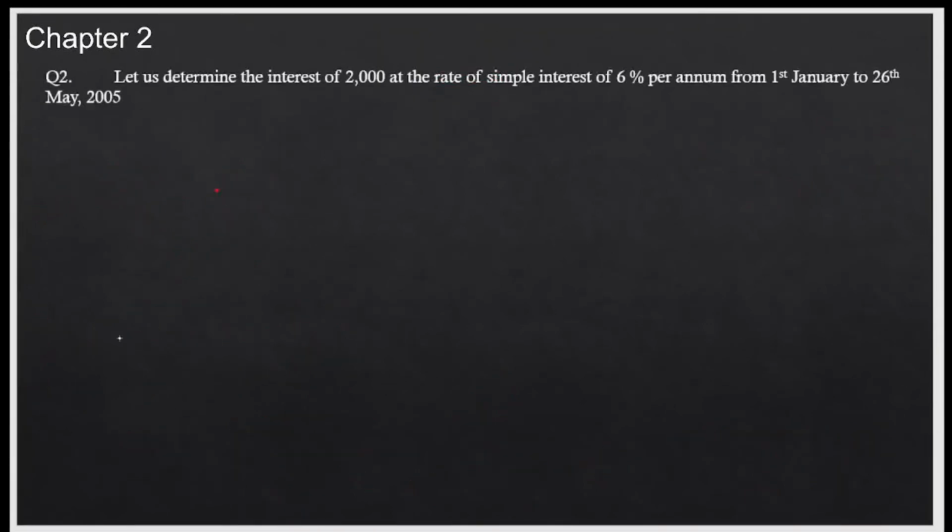Second question: let us determine the interest on 2000 rupees at the rate of simple interest of 6% per annum from 1st of January to 26th of May 2005. So what are the things we are given? We have been given 2000. This is my principal, and I have to find the interest on 2000 when the rate is 6% per annum, and the time period is from 1st January to 26th May 2005. The time period is not given in years. We need to first find it in years.